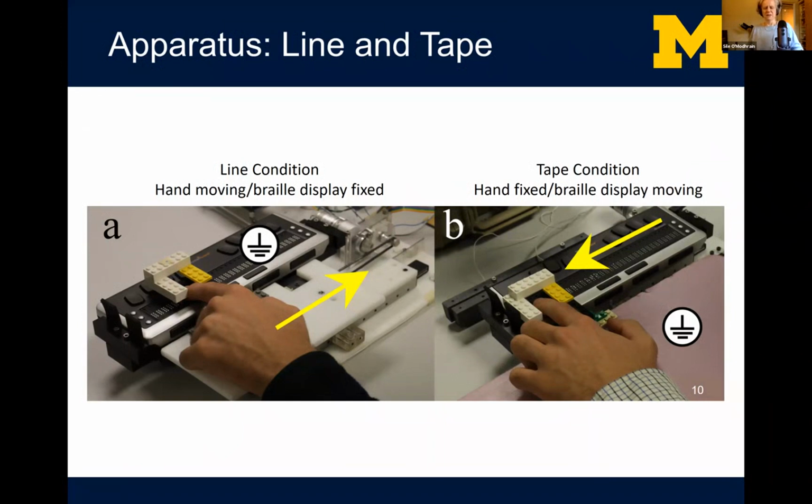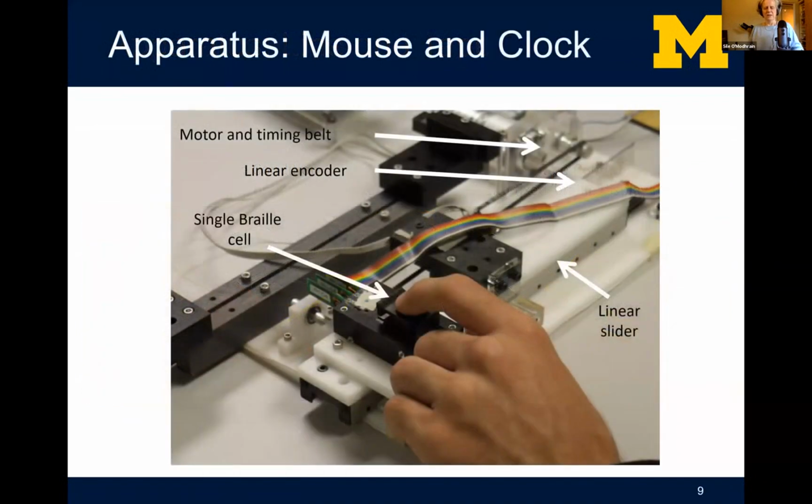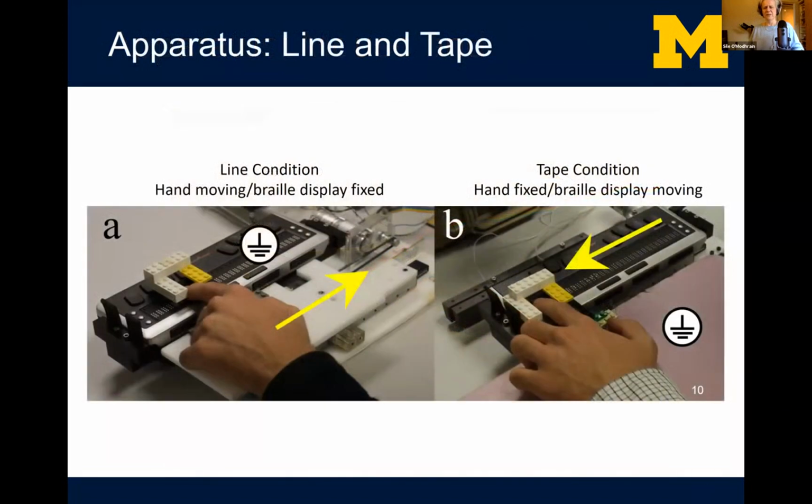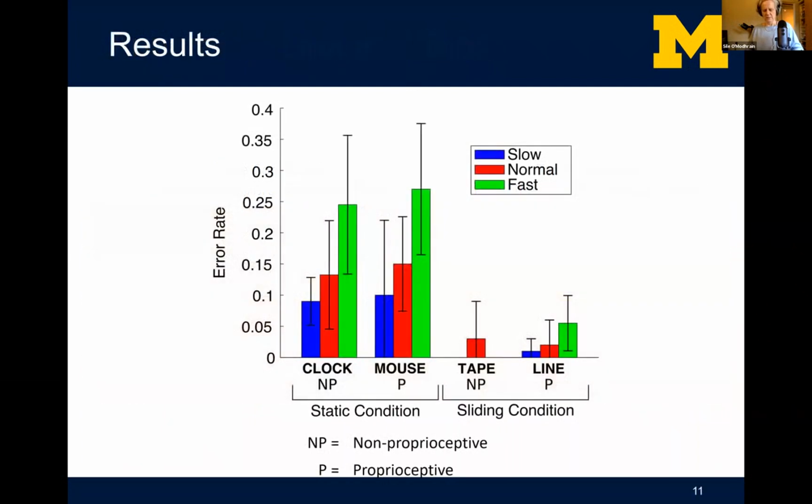It was crossed like, the clock condition had neither slip nor proprioceptive feedback. The mouse condition had proprioceptive but no slip. The tape condition had slip but no proprioceptive feedback, and the Braille line had both.